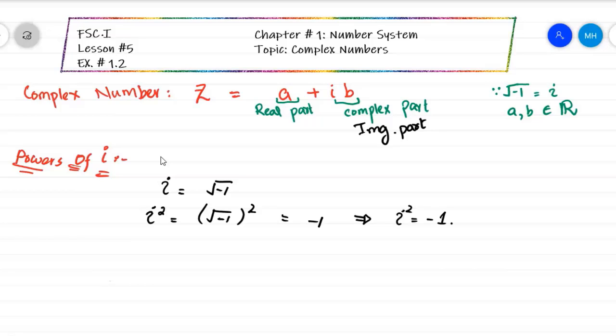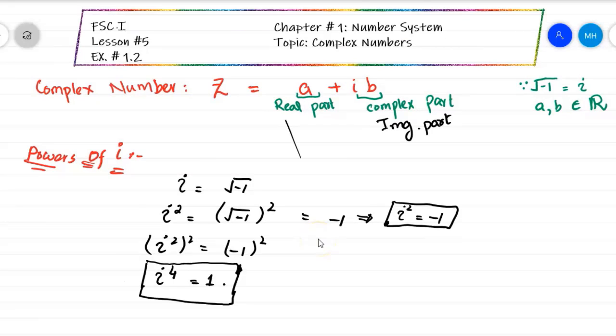Okay. What will happen if I take one more square? Squaring both sides, it will become iota square times iota square. It will give you iota power 4 equal to 1, right? So we have one more result.